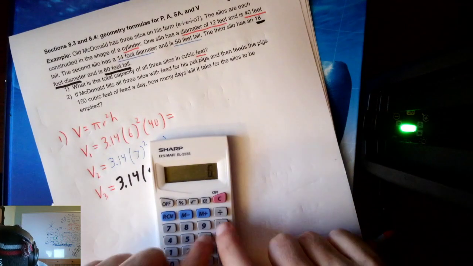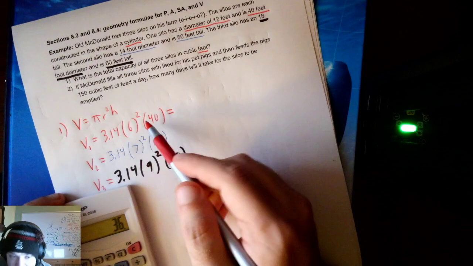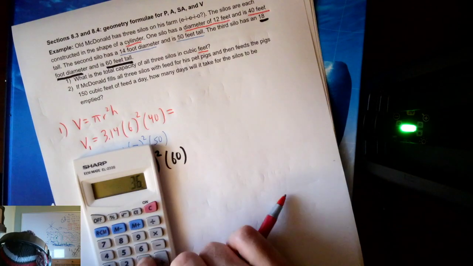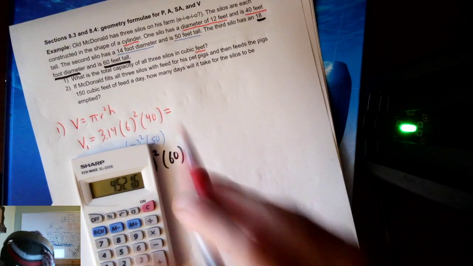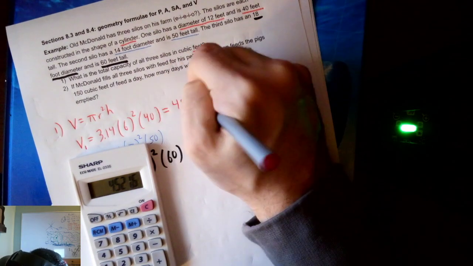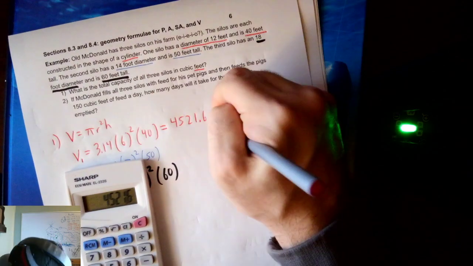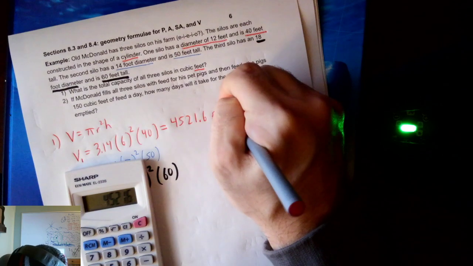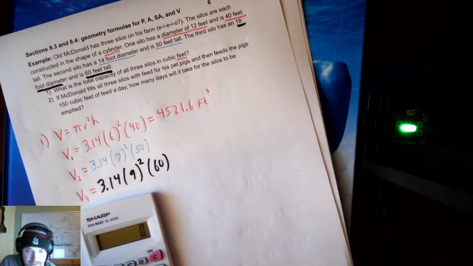The first one, you always start with the squared. 6 times 6 gives me 36. And I got to multiply that by pi and 40. 36 times pi is 3.14 times 40 gives me 4521.6. And everything was in feet, so this would be feet cubed. It's feet cubed because it's a volume. Volume is always cubed.